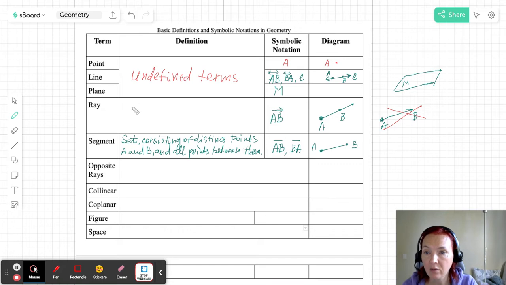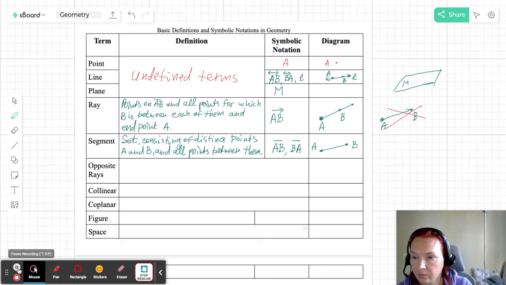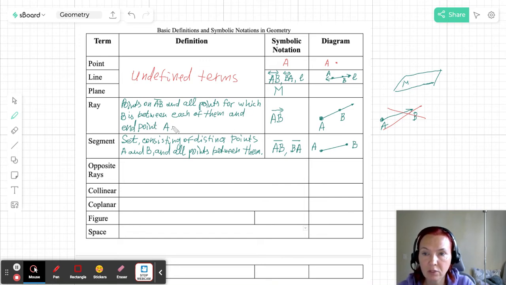Now to define the ray, we have to use the definition of a segment, because we're going to say it is a segment AB and it is all the points beyond point B. So here's the proper definition: points on segment AB and all points for which B is between each of them and endpoint A. This is a little clunky definition. It means all the points over there to the right from point B.